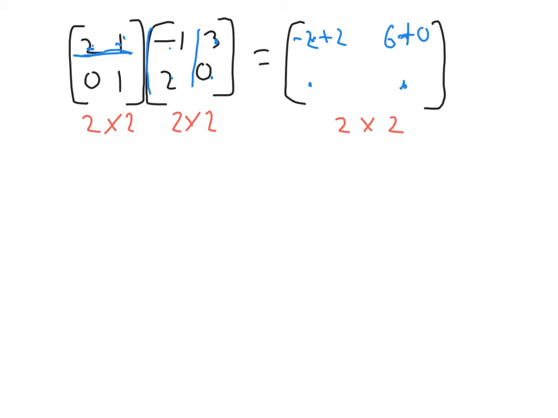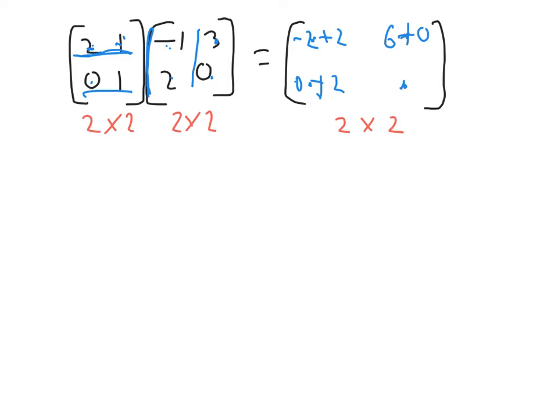And the same goes for our bottom element. We've got our second row and first column. So we take the second row and the first column, and then we multiply the elements and add them up. So 0 times -1 is 0, plus 1 times 2. So 0 plus 2.